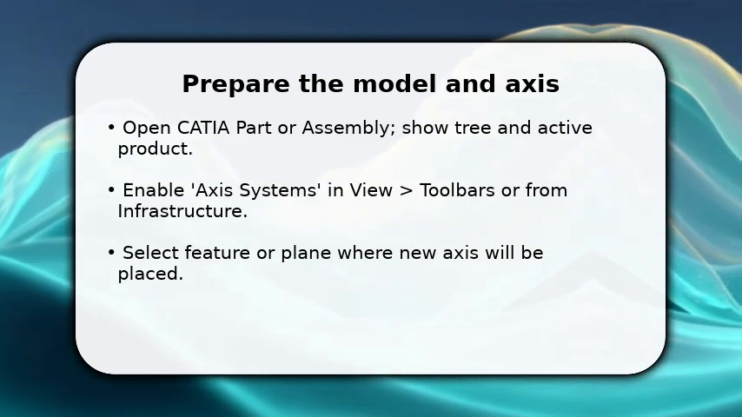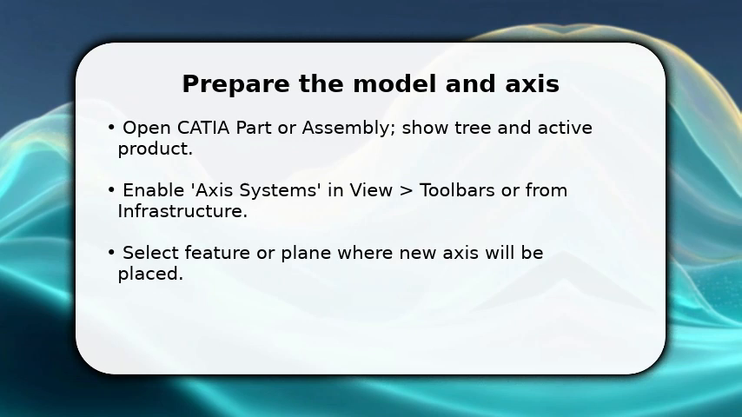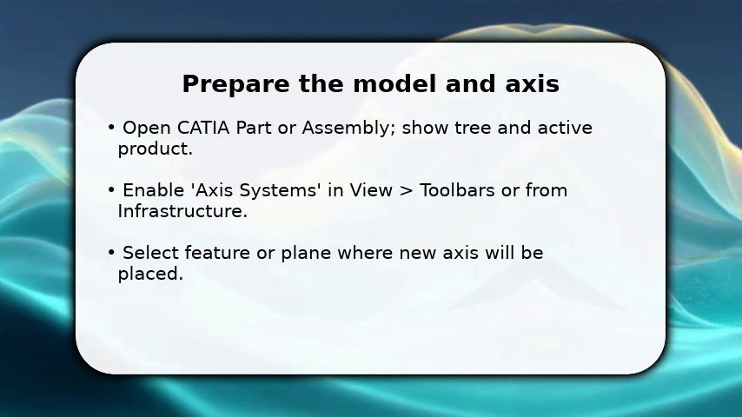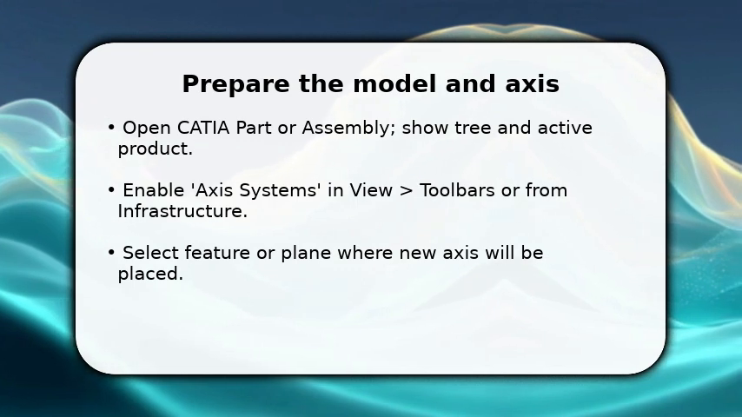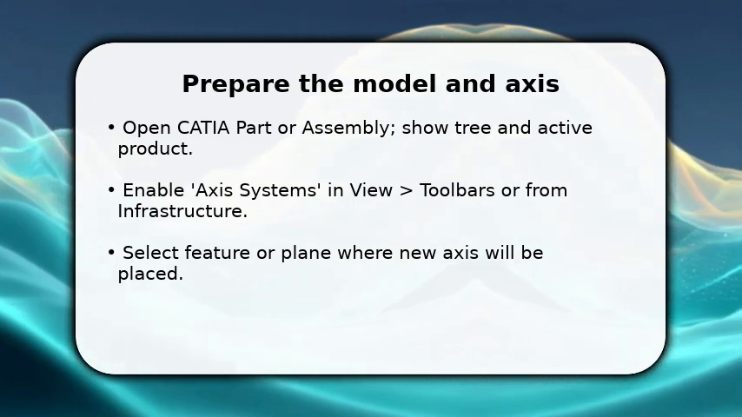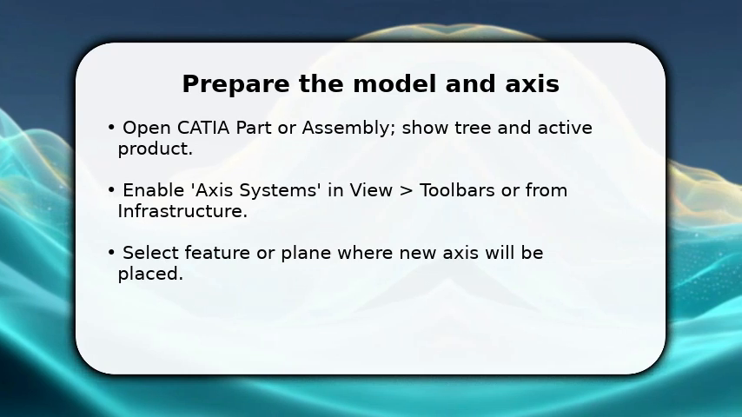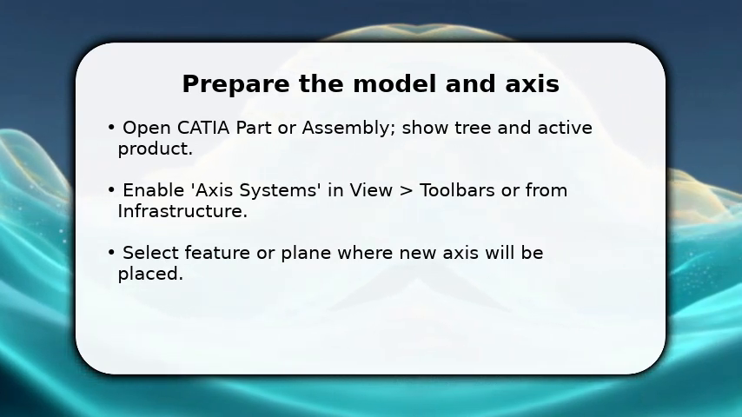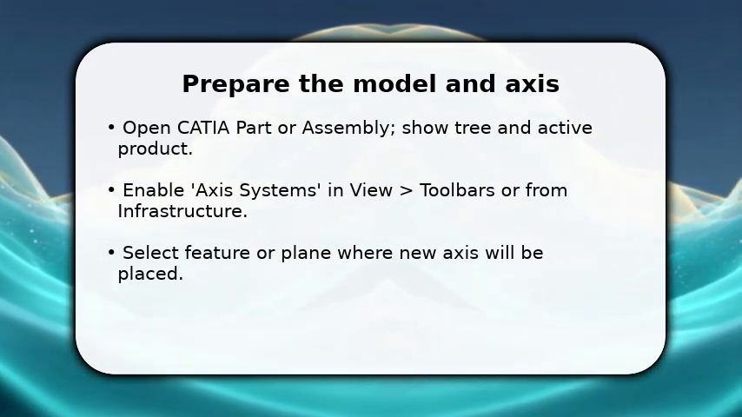Once selected, choose Insert Axis System or use the toolbar icon. Catia previews the axis. Make sure to position the origin near the geometry you'll manipulate so subsequent rotations and constraints behave predictably and align with design intent.